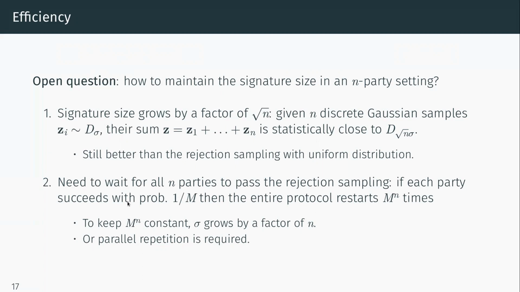And also, since each party has to run rejection sampling locally, we need to wait for all n parties to pass the rejection sampling. This means that if there are n parties, then the expected number of restarts is m to the n, which is large. So in order to keep m to the n constant, again, the standard deviation has to be increased by a factor of n. Or alternatively, you can do many parallel repetitions so that one of the parallel repetitions hopefully passes the rejection sampling.